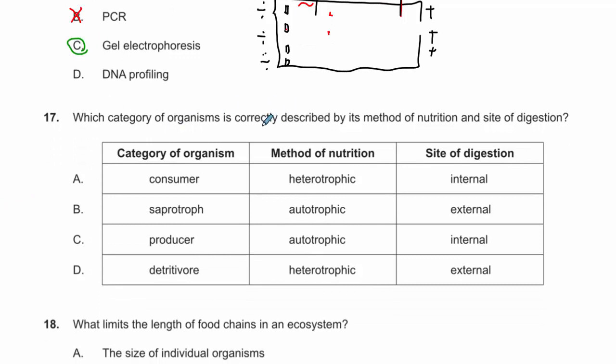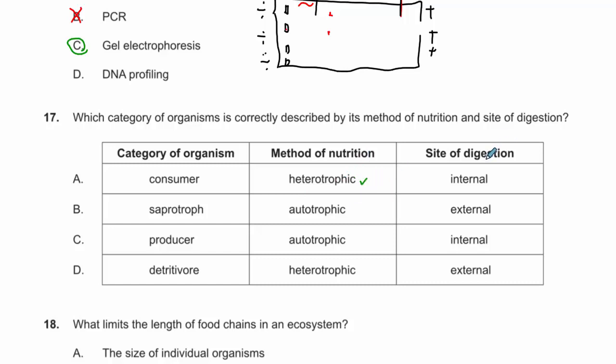17. Which category of organisms is correctly described by its method of nutrition and site of digestion? Okay, so a consumer is a heterotroph, and that is correct. A consumer is indeed a heterotroph, because heterotroph just means you get your energy from living carbon or newly dead carbon. For example, if you eat a sheep, you are a heterotroph. You get your energy from that meat, and also the building materials.